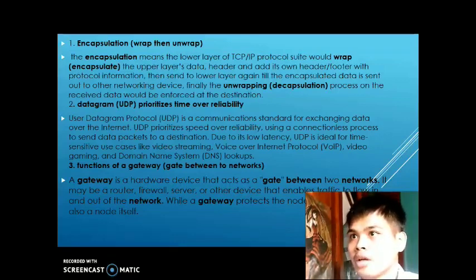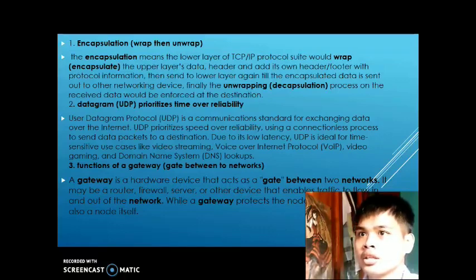Encapsulation wraps, then unwraps. Encapsulation means the layers of the TCP/IP protocol wrap and encapsulate the upper layer's data, adding their own header and footer with protocol information, then send it to the lower layer, until the encapsulated data is sent out to another networking device, where it is finally unwrapped. The decapsulation process on the received data is enforced at the destination.